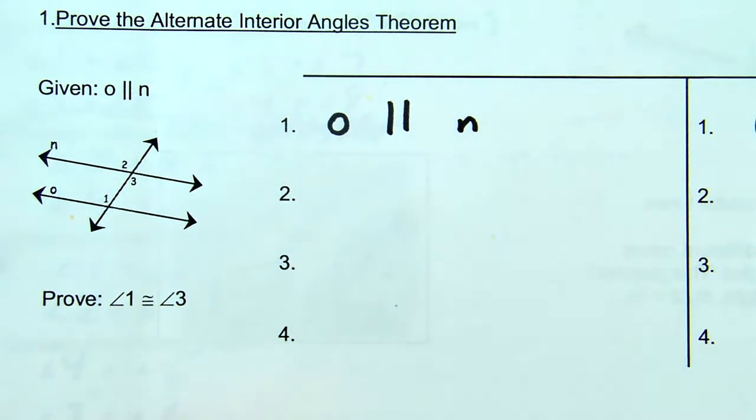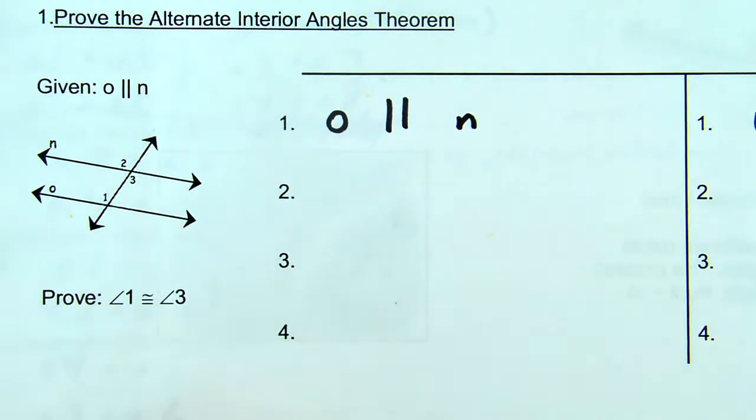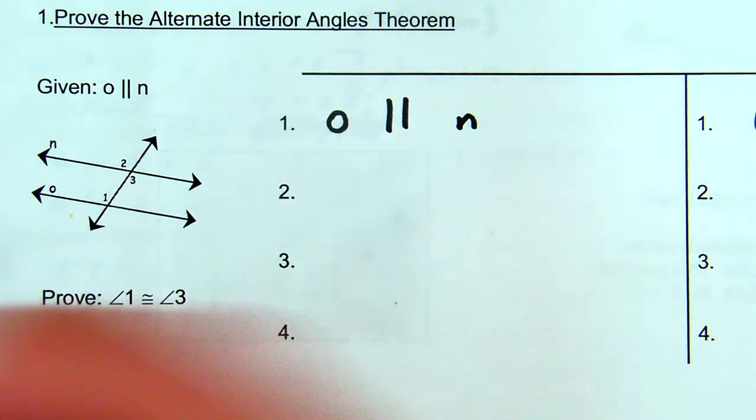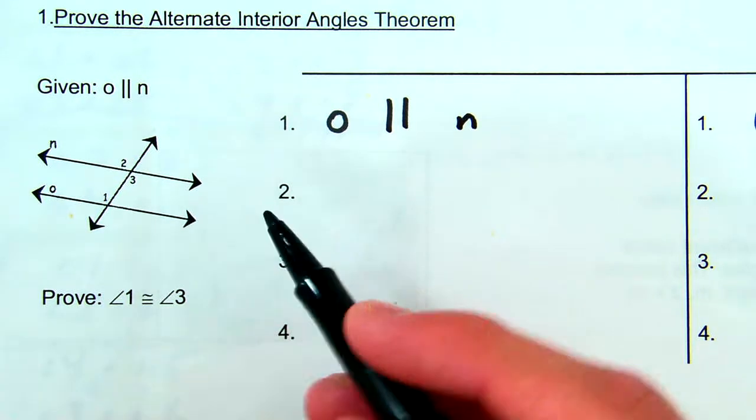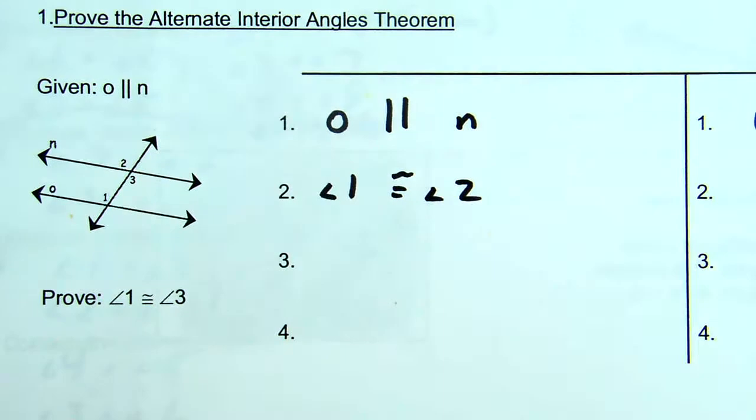But since we're given parallel lines, immediately what we should think of is all of the theorems that we've been discussing that deal with parallel lines. A couple other ones were alternate exterior angles and corresponding angles. So if you're given parallel lines, the next logical thought is: because I have parallel lines, what type of angles are congruent? And if you notice, because these are parallel, we can conclude that angle 1 is congruent to angle 2.